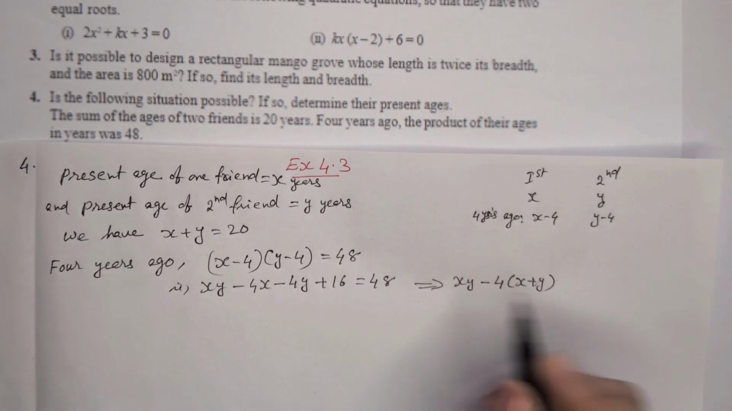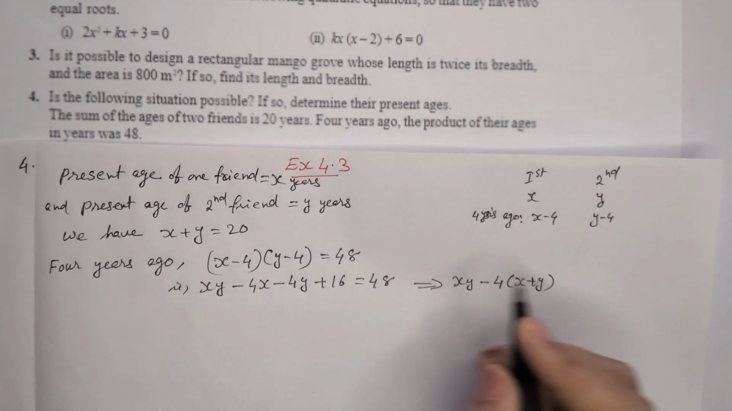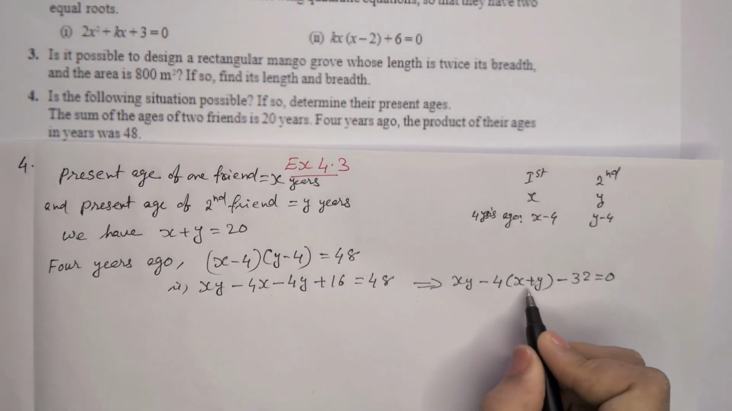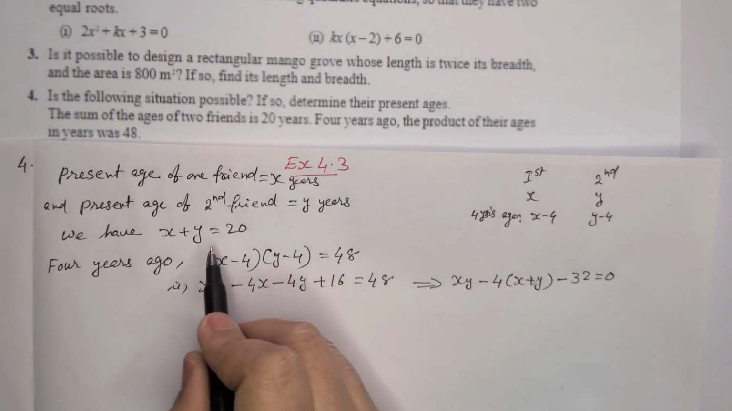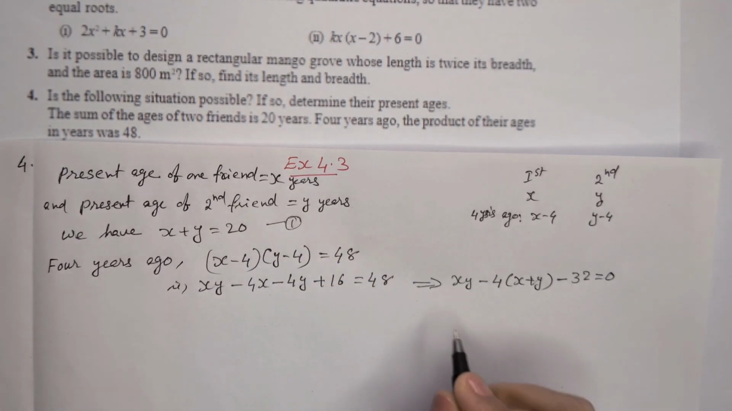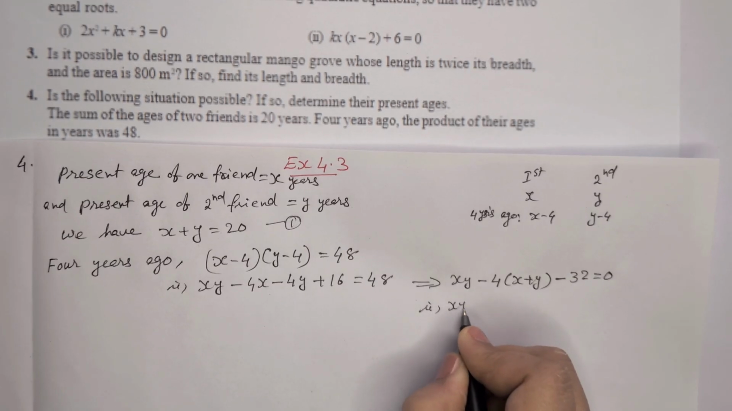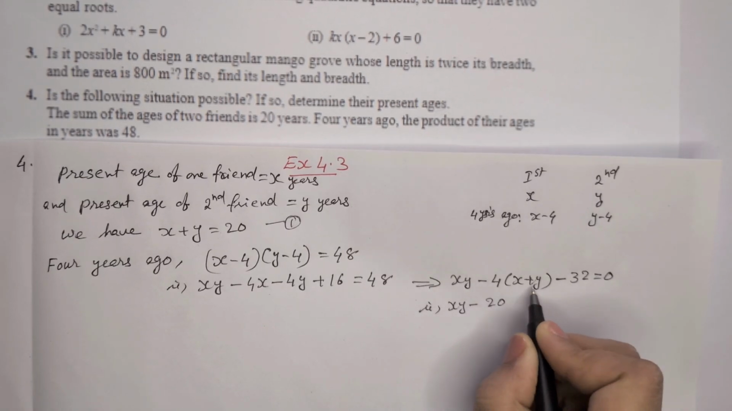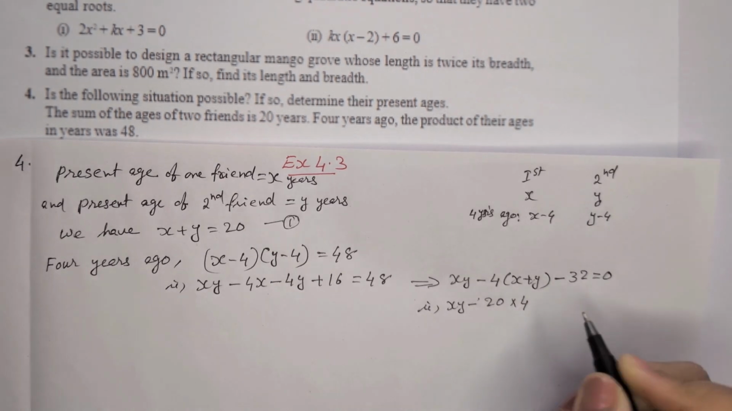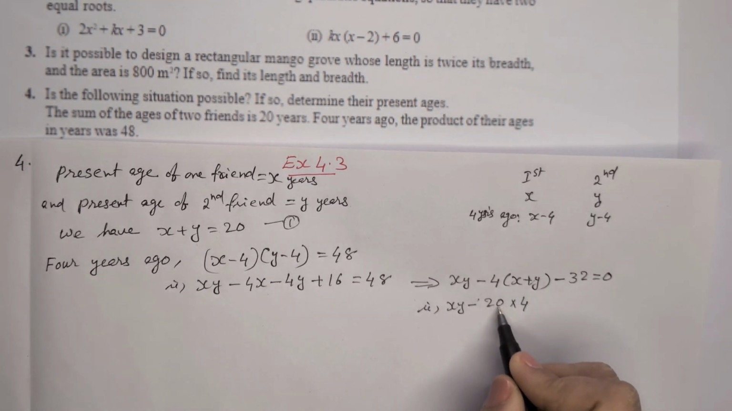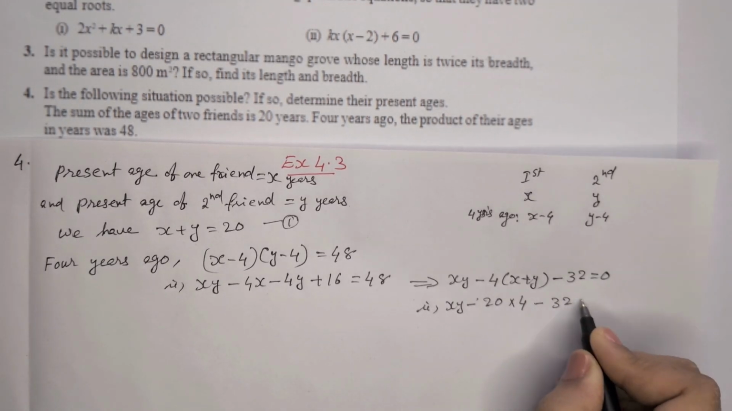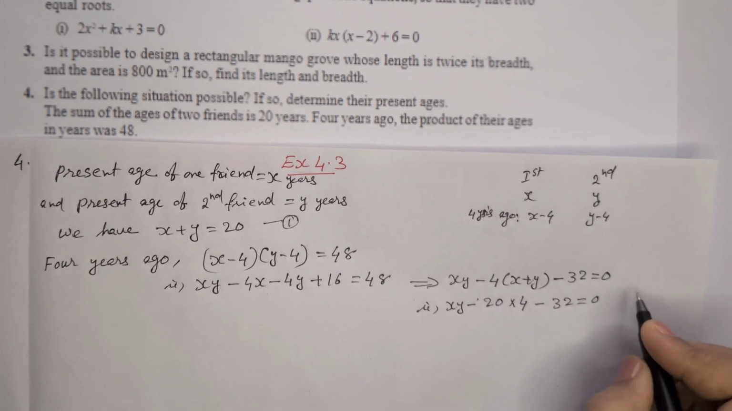When we are moving 48 to the other side, 16 minus 48, that means minus 32 is equal to 0. Now in place of x plus y, we can put the value from the first equation, that is 20, so 4 into 20 minus 32 is equal to 0. This value comes from equation 1.